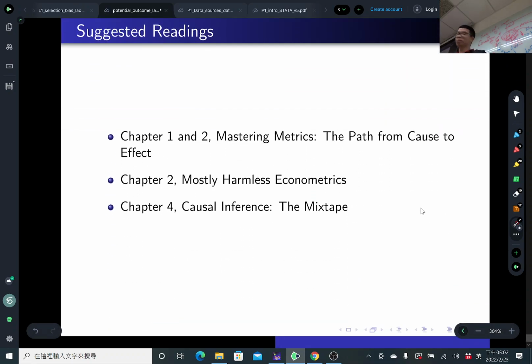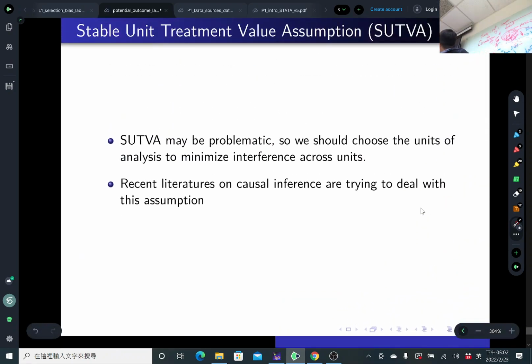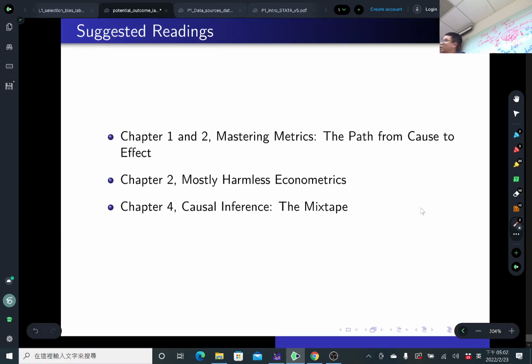So if you are interested in the material in this slide, you can read the textbook, Mastering Metrics, Chapters 1 and 2, and Mostly Harmless, Chapter 2, or this new textbook, Chapter 4. So if you want to do some extended reading, you can consider reading these. Okay. So any questions? Okay. So if not, let's have a break.